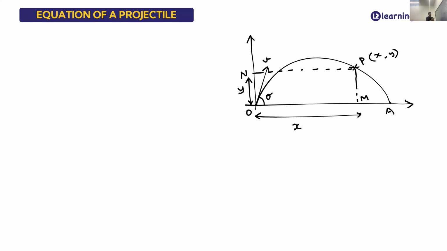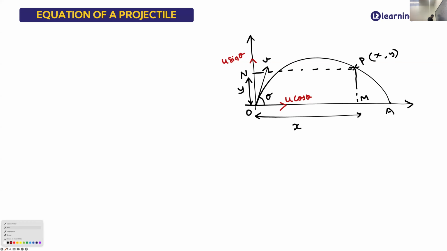Now the question is, if this u is making an angle theta here, can it be resolved into two components? A horizontal component and a vertical component. What is the horizontal component? u cos theta. And what is going to be the vertical component? It is u sin theta. Am I clear with this?